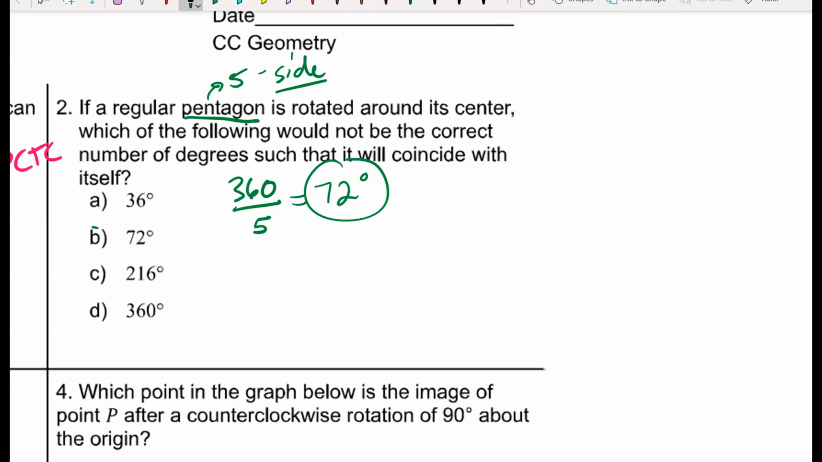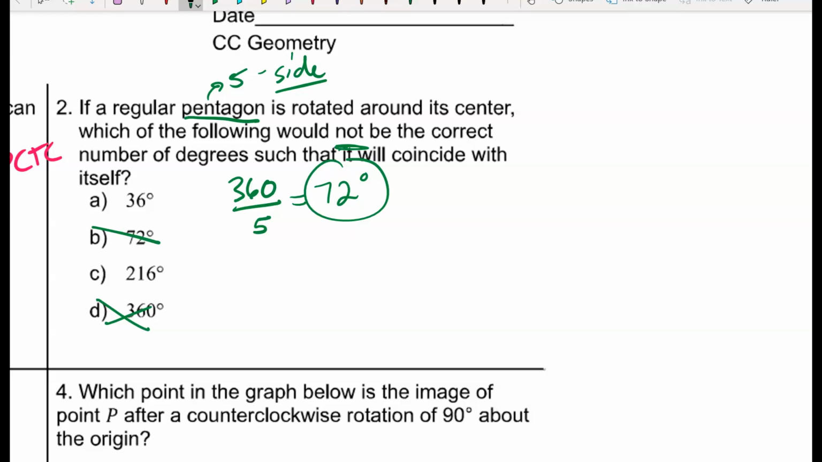So I know that 72 degrees is definitely going to work. And I know if I spin a figure 360 degrees around, I end up exactly back where I started, so that's also going to work, and I'm looking for which one would not be correct. So now we're looking between 36 degrees and 216 degrees.